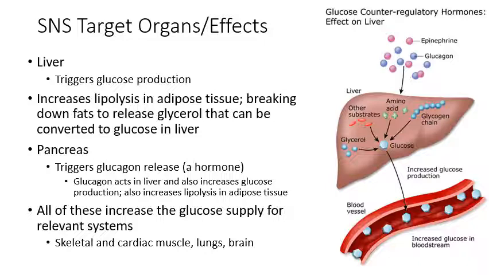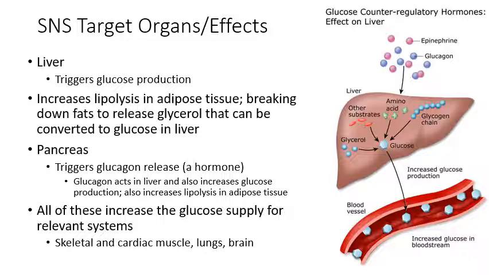And you have effects on the pancreas to increase the release of the hormone glucagon. Glucagon is sort of like the opposite hormone to insulin. So insulin decreases your blood sugar. Glucagon is going to increase your blood sugar. It has effects in the liver, where it increases glucose production. It is also acting on adipose tissue to increase lipolysis. So glucagon is basically enhancing the effects of the sympathetic nervous system on the liver and on adipose tissue to increase glucose production in the liver and to increase lipolysis in the adipose tissue.